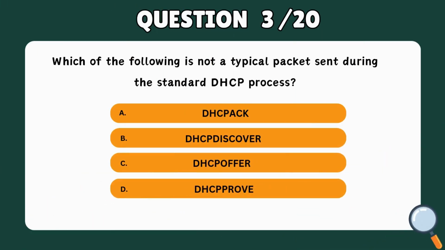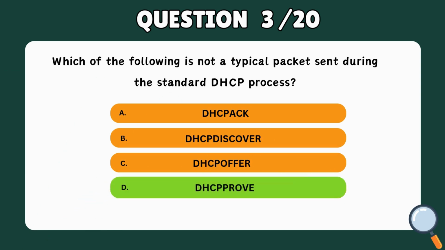Question 3. Which of the following is not a typical packet sent during the standard DHCP process? A. DHCP ACK. B. DHCP Discover. C. DHCP Offer. D. DHCP Prove.